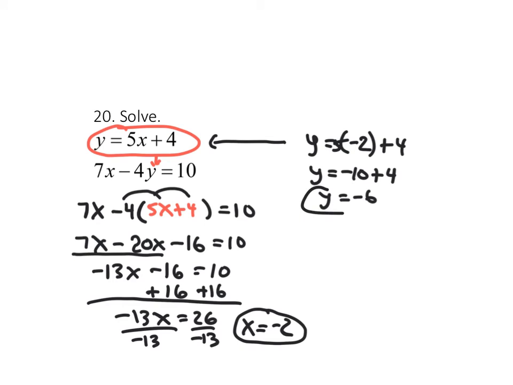So y equals negative 6. And my solution as an ordered pair then is negative 2, negative 6. I can check this in the second equation.